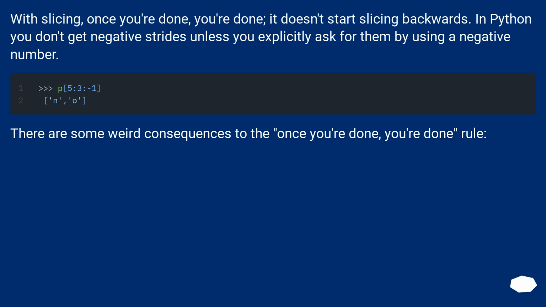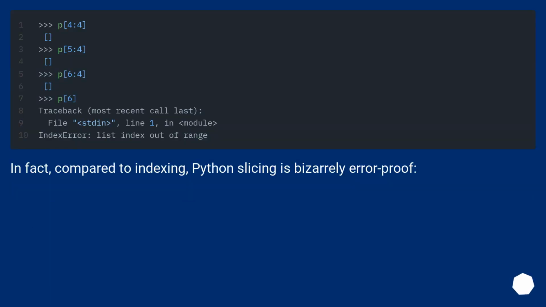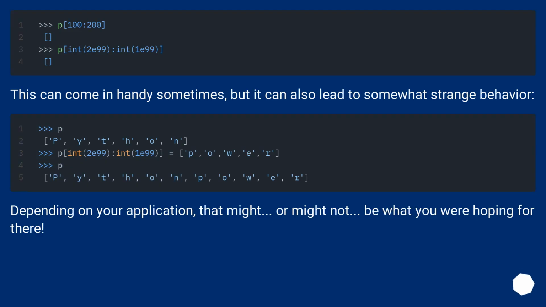There are some weird consequences to the once-you're-done rule. In fact, compared to indexing, Python slicing is bizarrely error-proof. This can come in handy sometimes, but it can also lead to somewhat strange behavior. Depending on your application, that might, or might not, be what you were hoping for there.